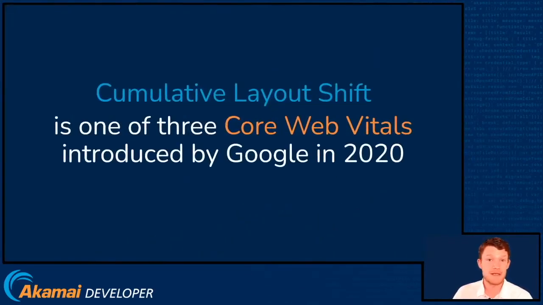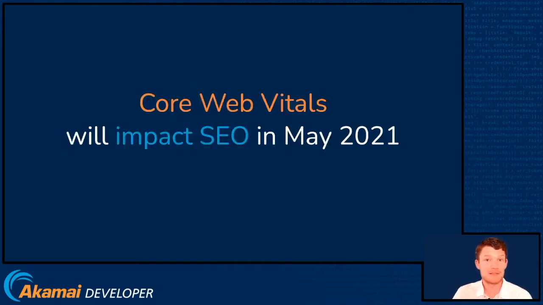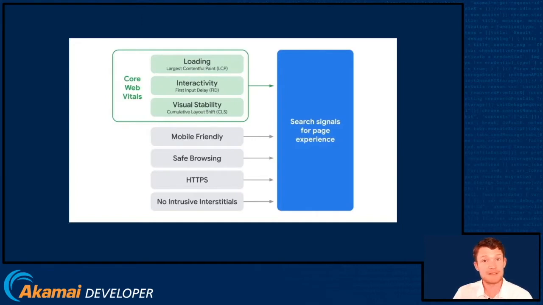CLS is one of three new core web vitals introduced by Google in May of 2020. And the reason you may be hearing about it is because in May 2021, they will start to impact SEO. Google has told us that the three core web vitals, largest contentful paint, first input delay, and cumulative layout shift, will feed into search signals for page experience, for mobile search at least, come May 2021.